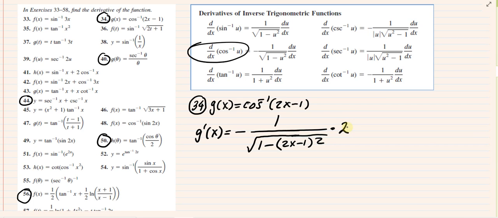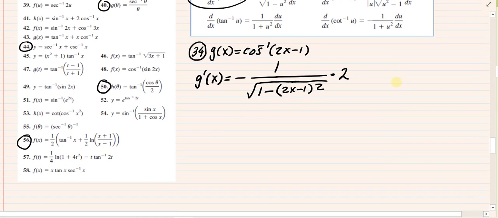Let's see if we can simplify this one. So this is going to be negative 2, right? Here's the negative, and there's the 2. Put those in the numerator. Now, in the denominator, let me do that separately.